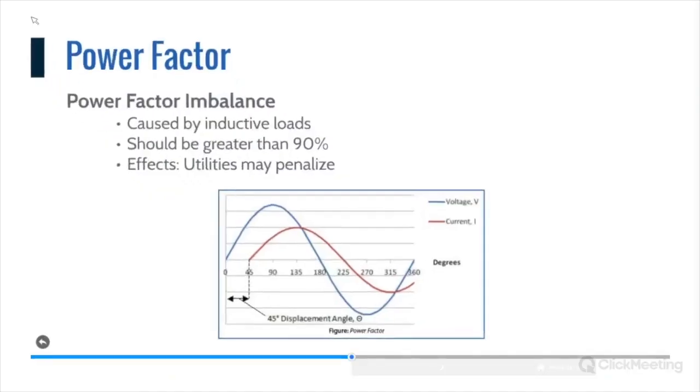The last one we're going to talk about is the power factor imbalance. This is caused by inductive loads, and it can happen on the utility side, but it can also happen in your facility. Utilities pay particular attention to this, because if you drop below 90%, you're going to start getting a penalty or an adjustment to your bill, because the utility actually has to increase the amount of power it delivers to you, because it's got to overcome that 10% loss in power factor. So that's something that you want to watch.